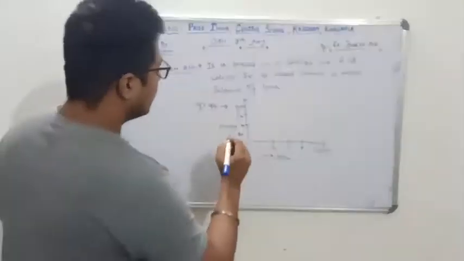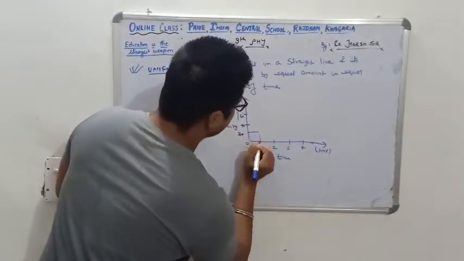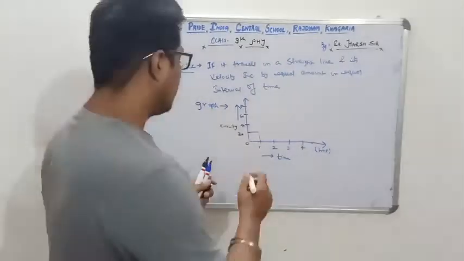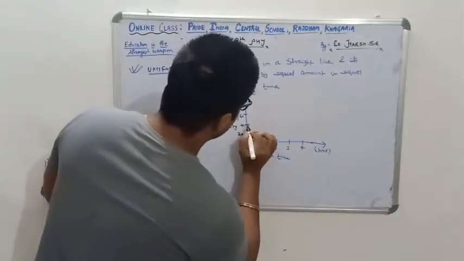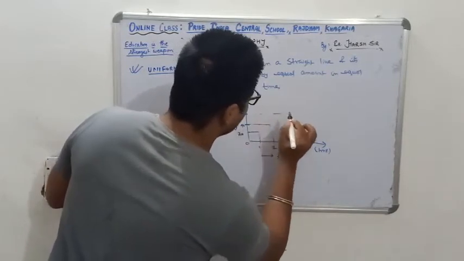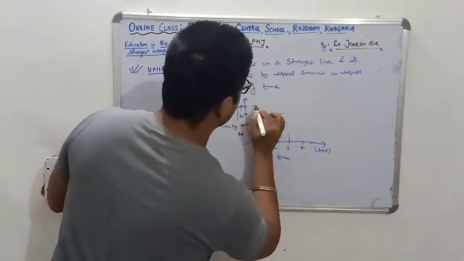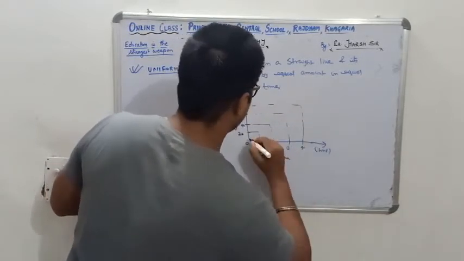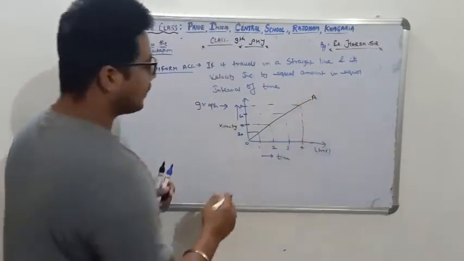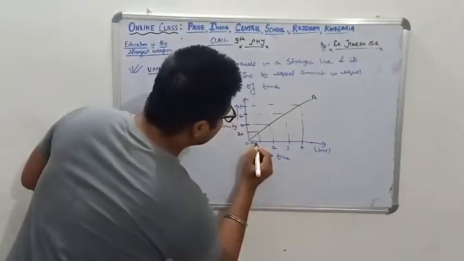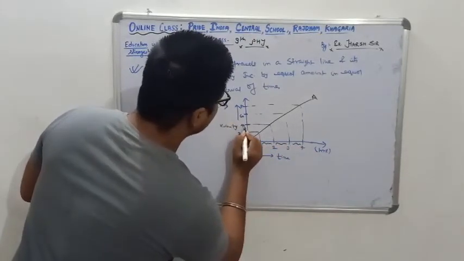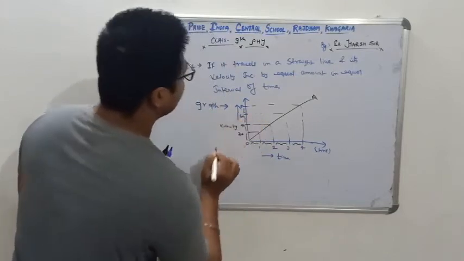Now what happens? In the first hour, the car travels, say, 20 kilometers per hour. In the second hour, the car travels 40 kilometers per hour. In the third hour, 60 kilometers per hour. In the fourth hour, 80 kilometers per hour. So if you see this, for every hour, the change in the velocity is the same.